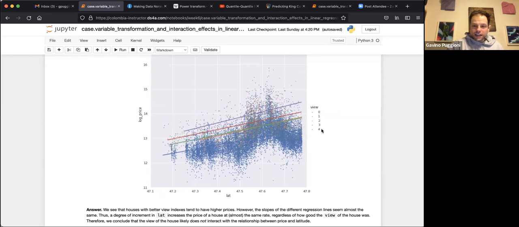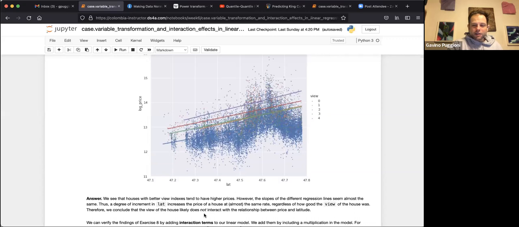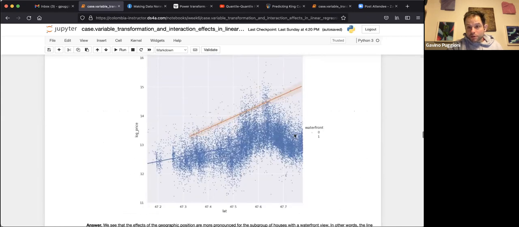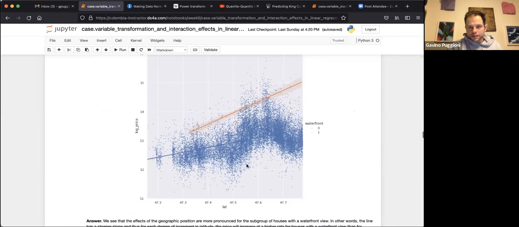But we can also see that houses with better view have higher prices. Can you see the purple line? It is the top line. The second one is the red one, the one with a score of 3, etc. So a degree of increment in latitude increases the price of a house at almost the same rate because the slopes are very similar. So we can conclude that view of the house likely does not interact with the relationship between price and latitude. So the relationship between price and latitude will probably be mediated by the interaction of waterfront and latitude. Okay.